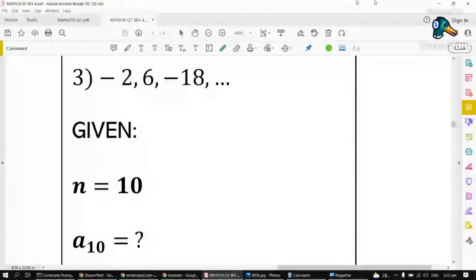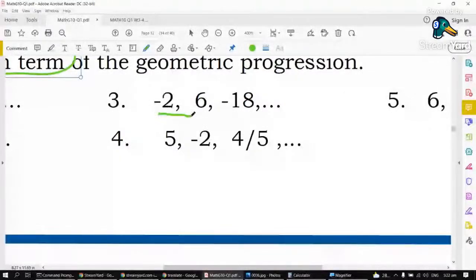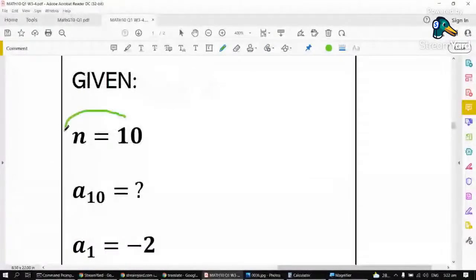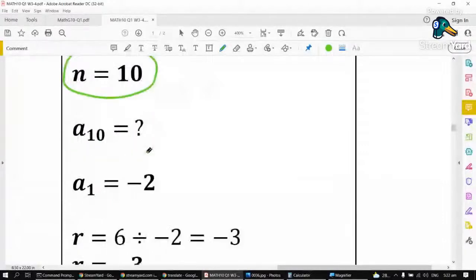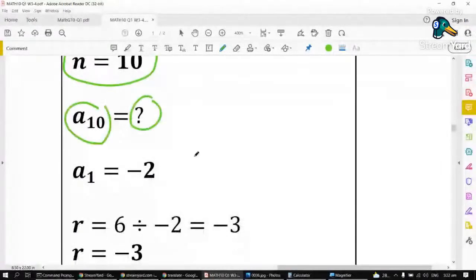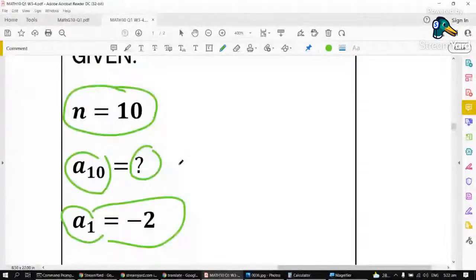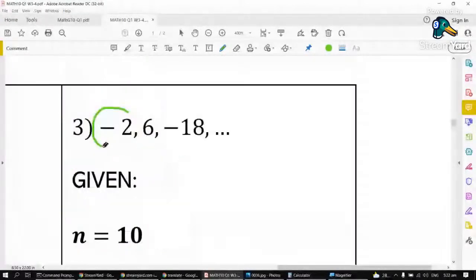Number 3 is negative 2, 6, and negative 18. Again, of our four givens, our n is 10 because we are looking for the tenth term. Our a sub 10 is a question mark because we do not know it. Our a sub 1, our first term, is negative 2.